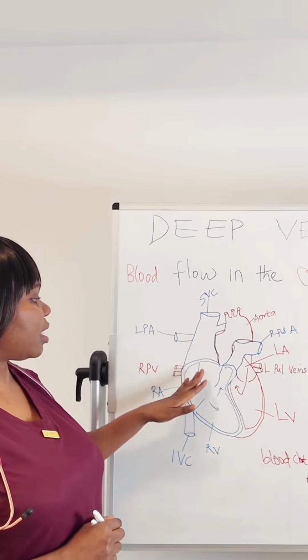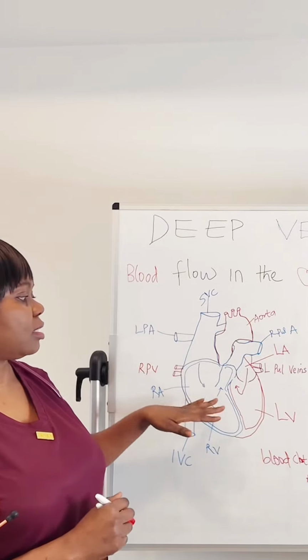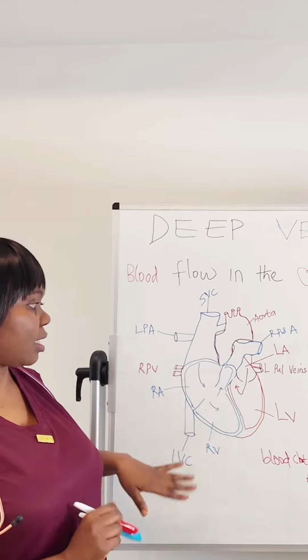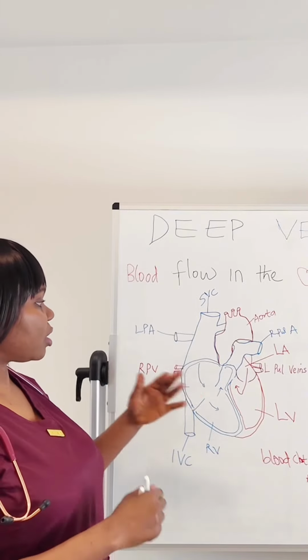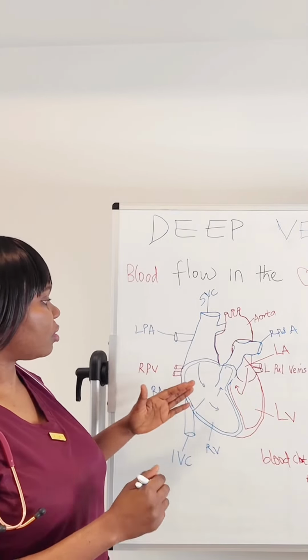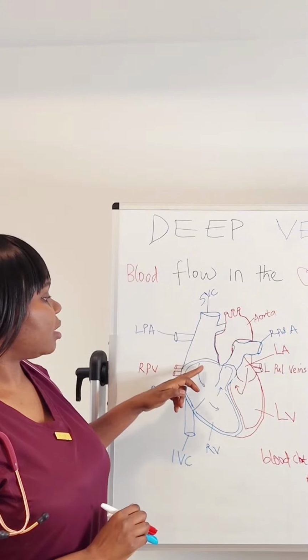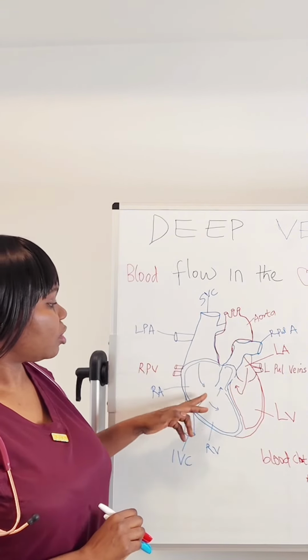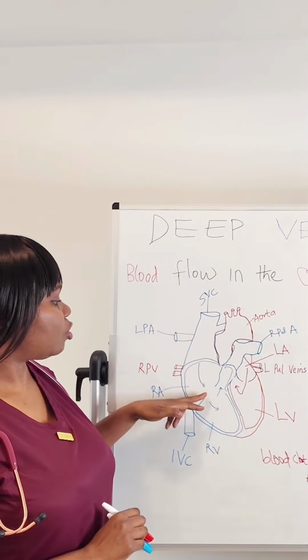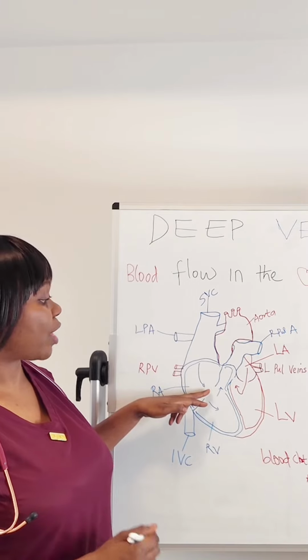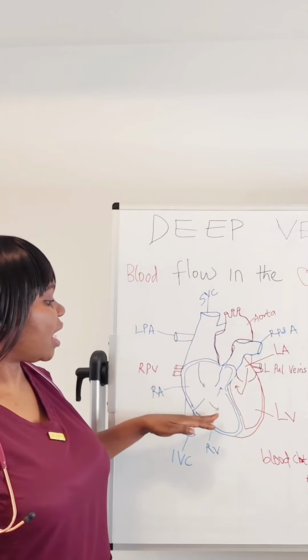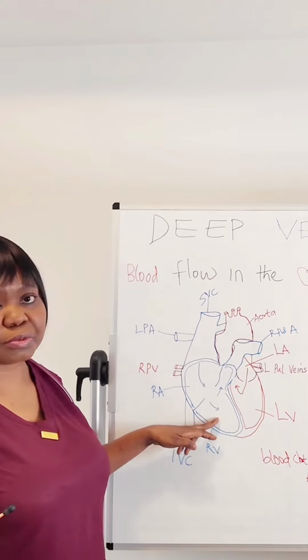Now, when this blood gets in here, we're not looking at the conduction activities that happen in the heart at this time, but we know that when those electrical conduction happens and all these discharges occur, the blood is pushed down through this right atrioventricular valve, which is what we call tricuspid valve. The blood enters into the right ventricle.